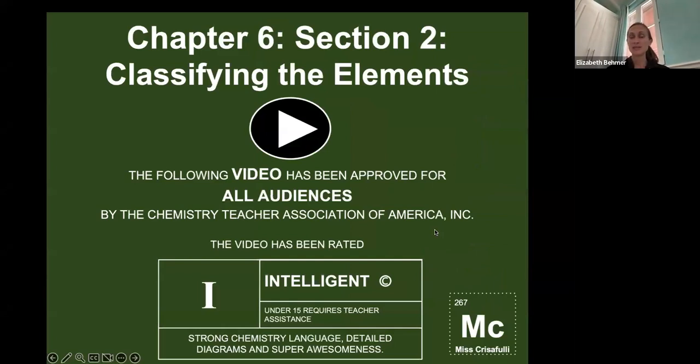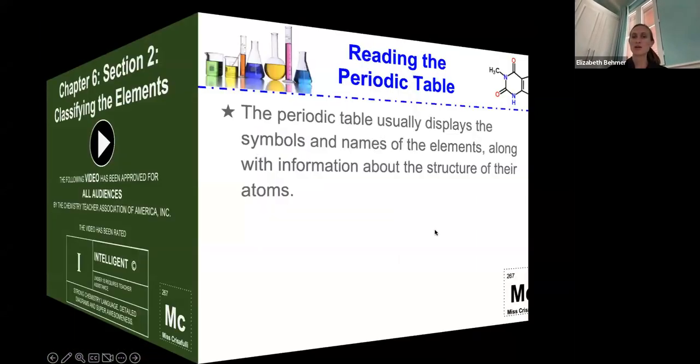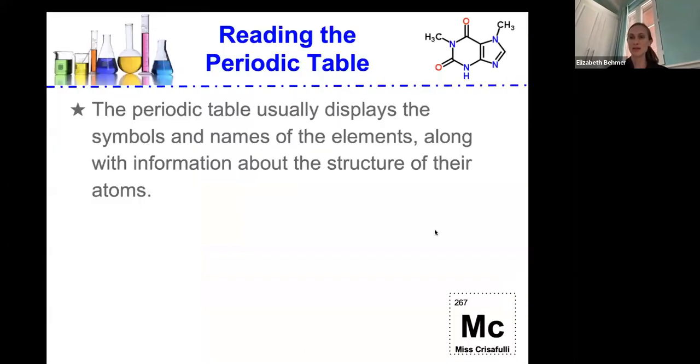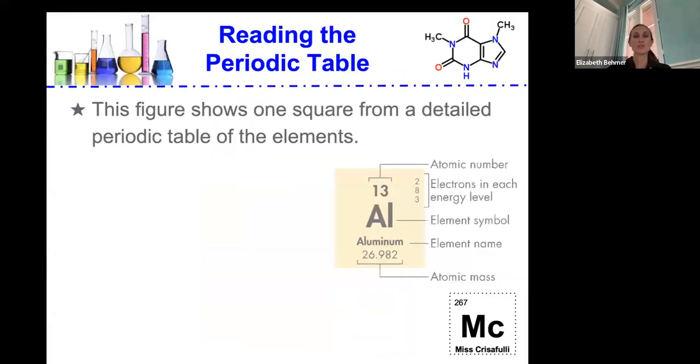The periodic table usually displays the symbols and names of the elements along with information about the structure of their atoms. This figure will show one square from a detailed periodic table of the elements. As you can see here, we see the atomic number, which is the number of protons. It shows aluminum, and then the atomic mass, which is the number of protons and the number of neutrons, because the number of electrons is so minimal.